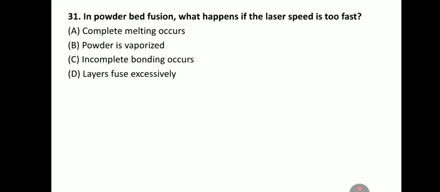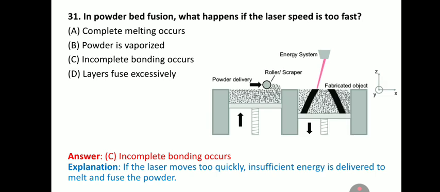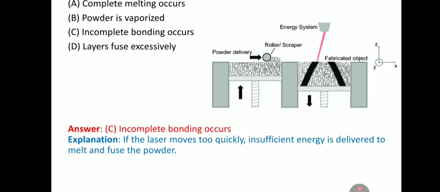In powder bed fusion, what happens if the laser speed is too fast? The answer is incomplete bonding. So if the laser moves too quickly, insufficient energy is delivered to melt and fuse the powder. So here you can see the laser source is used to fuse the material, and if it is moving fast, in that case there will be incomplete fusion.